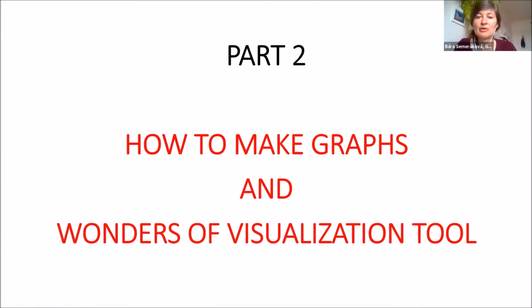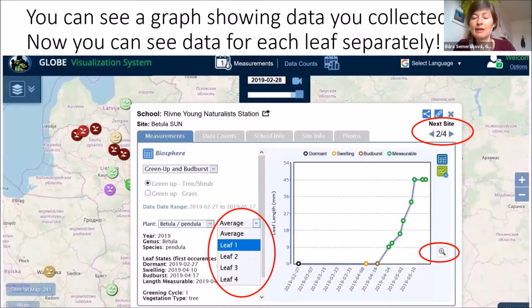So we covered the student accounts, and now let's go to the visualization. So this is how it looks if you are already in the visualization system. And I'm always showing examples of some nice graphs, which means examples from schools that enter some number of data so that you can actually see something on the graph. So for example, this is a school from Ukraine, or not really a school, but a young naturalist station in Rivne.